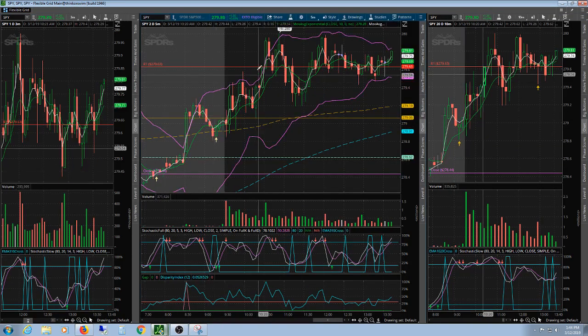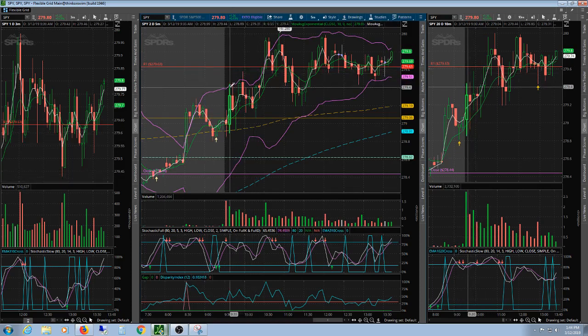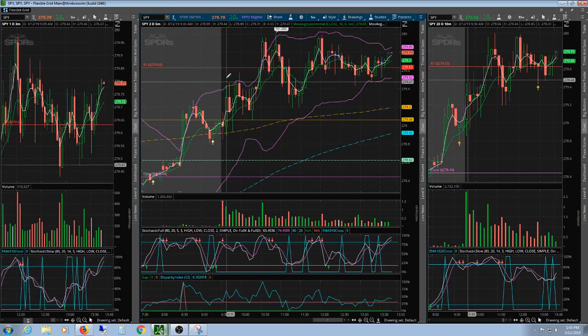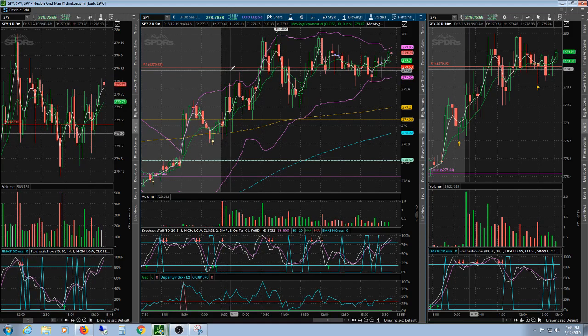I was looking for a target at least to here for my third contract. You see my second contract I sold right about here on the 9:35 candle, so I sold it about here. So we had quite a bit of room to come up, and you know, would have been nice to sell it up about here, but again, I stuck to my plan.